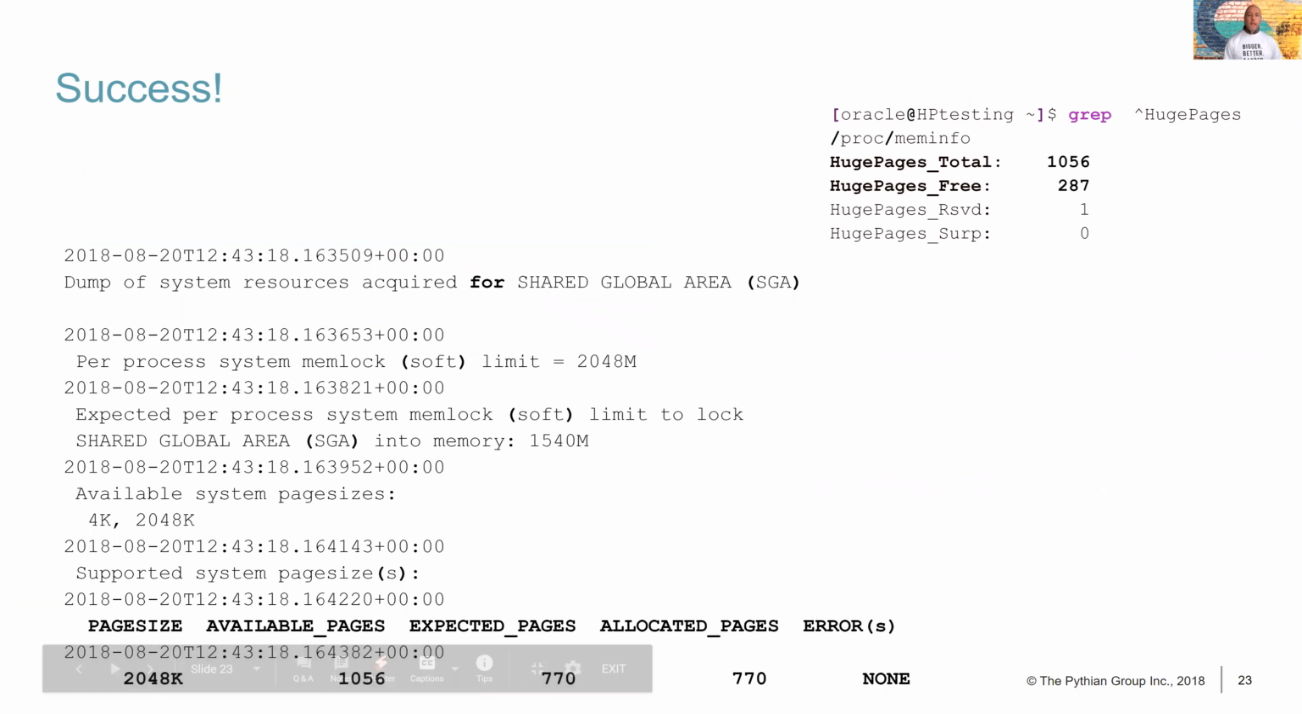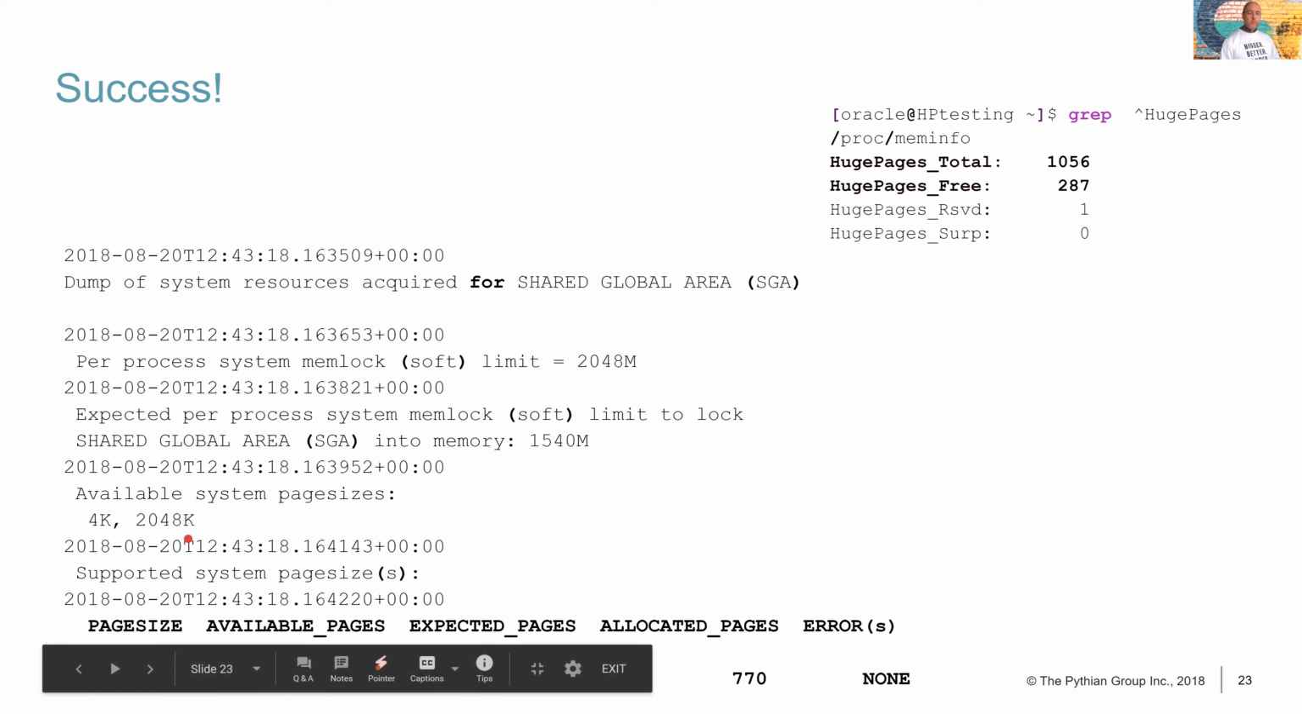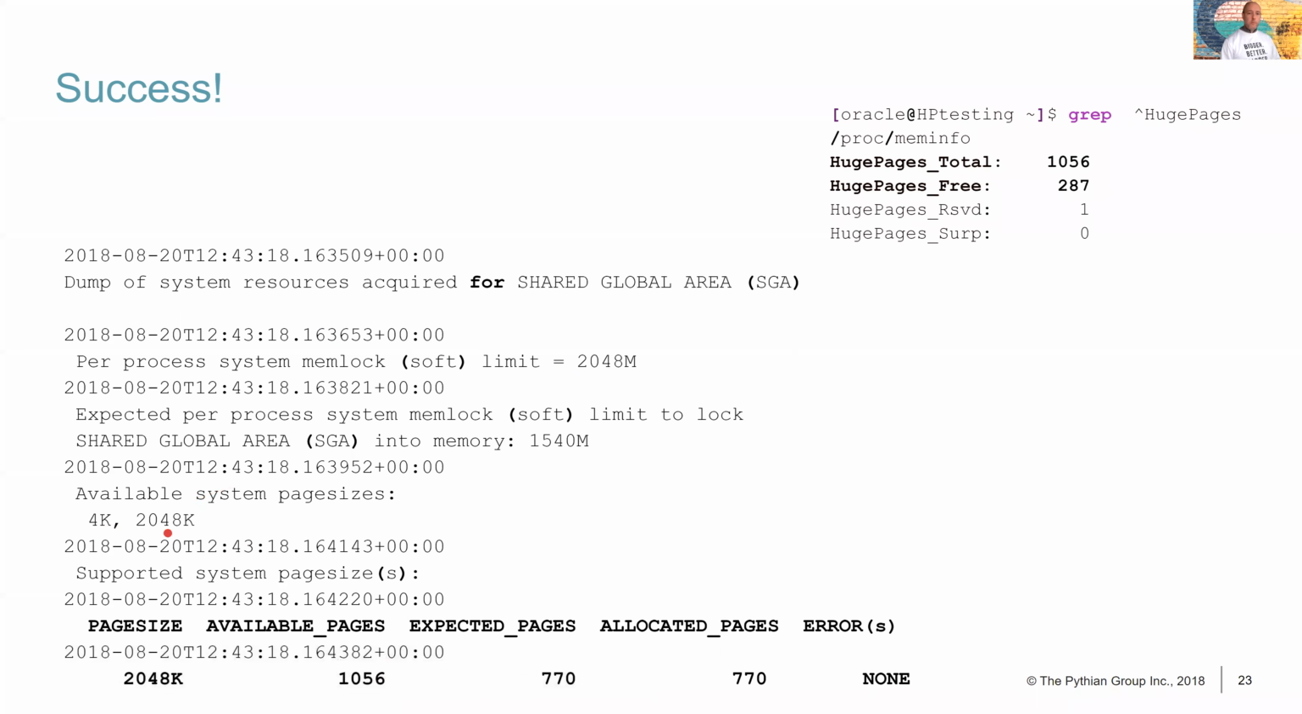Hooray! We did it. We have set up a total of 1,056 HugePages. 287 HugePages are free. Only one is reserved. Our database has started up, and as you can see, we have a memlock soft limit of 2 megabytes per HugePage. We have 1.5 gigabytes of SGA, and we have enough available regular pages and HugePages.